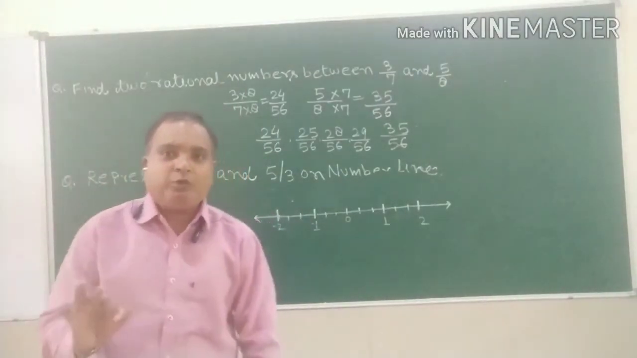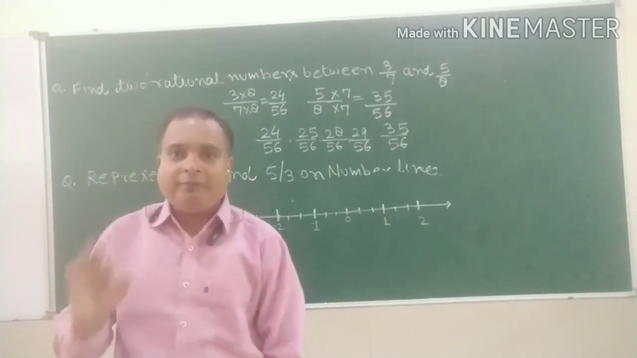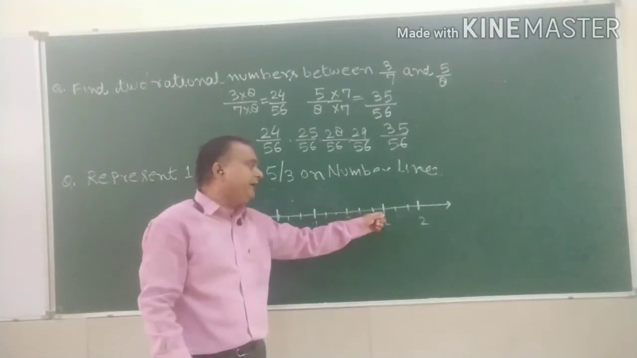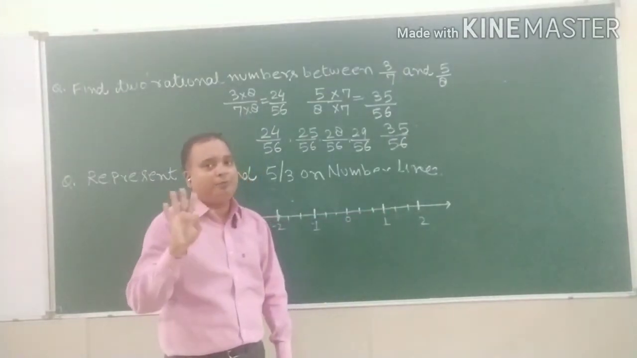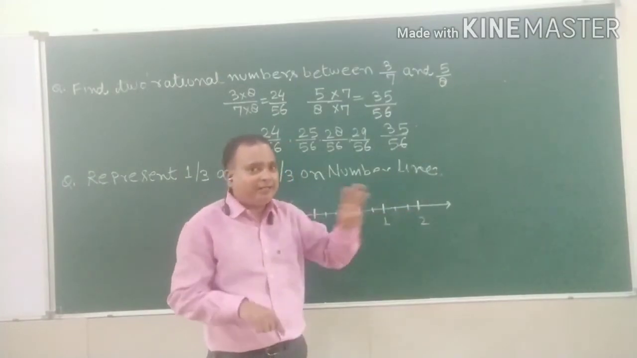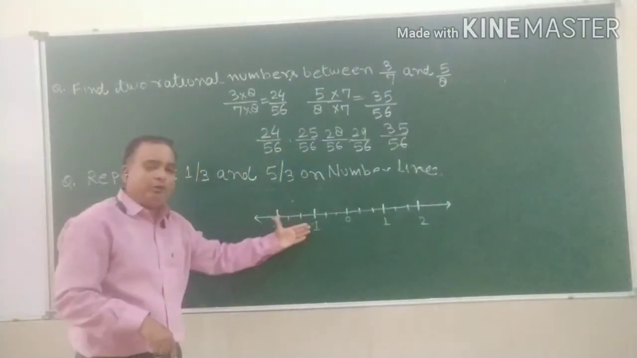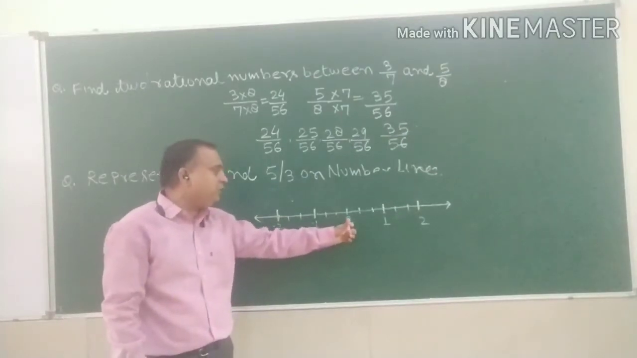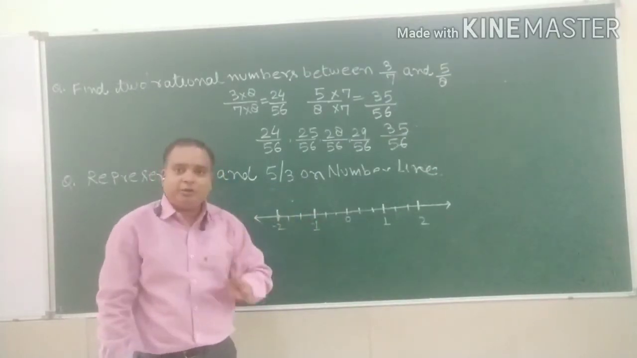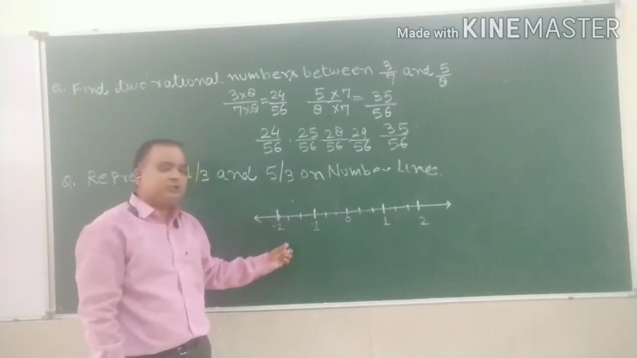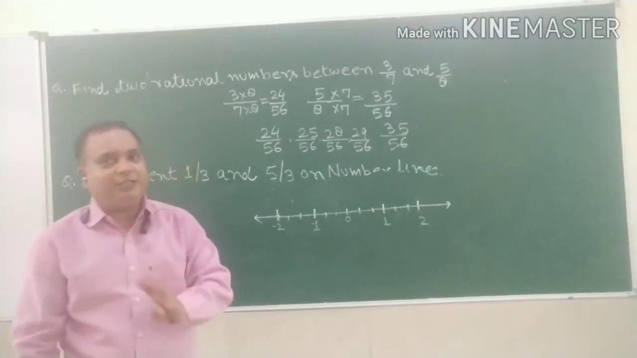If I have to represent 1 by 4 on the number line, then I divide the distance between 0 and 1 into 4 equal parts, like this. Between 1 and 2, again I divide into 3 parts. If I go to the left hand side, meaning negative numbers, the distance between 0 and minus 1 will also be divided into 3 parts. The distance between minus 1 and minus 2 will also be divided into 3 parts.